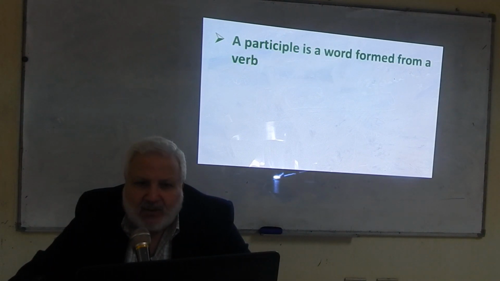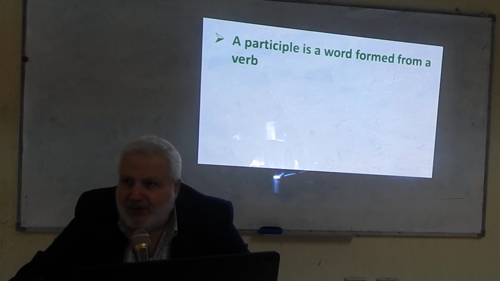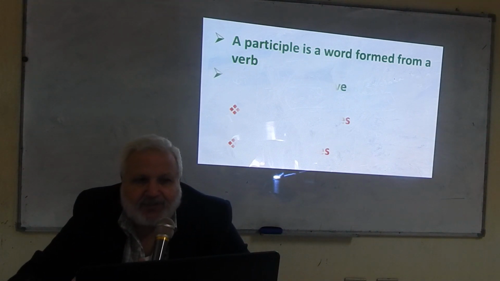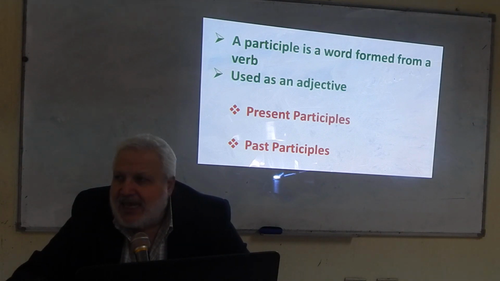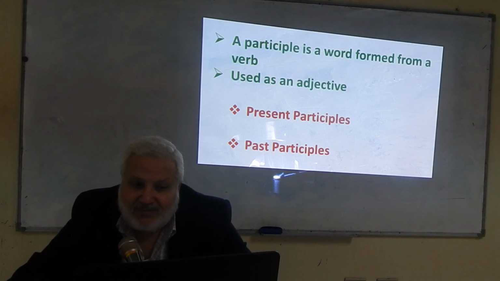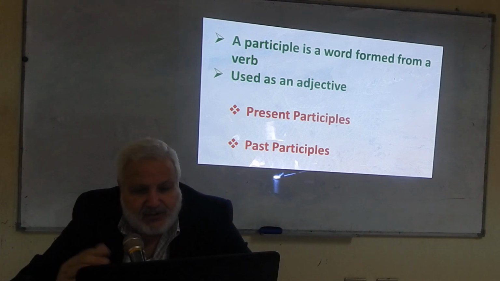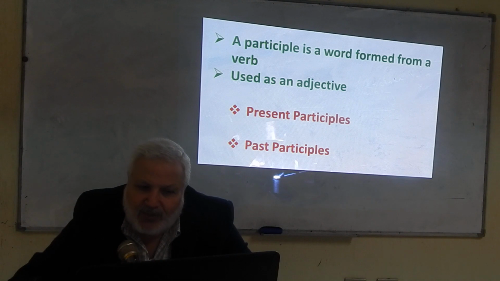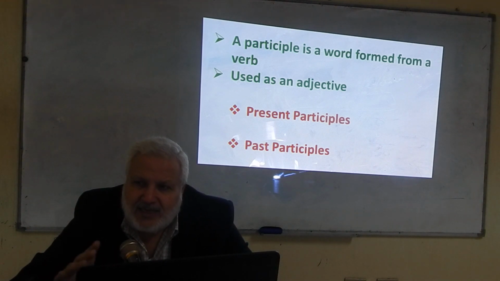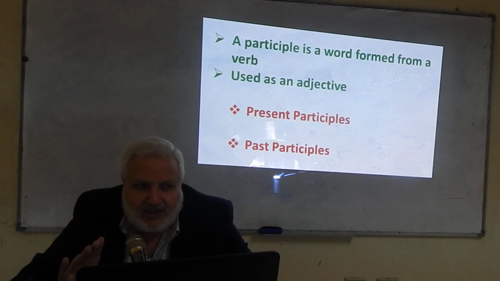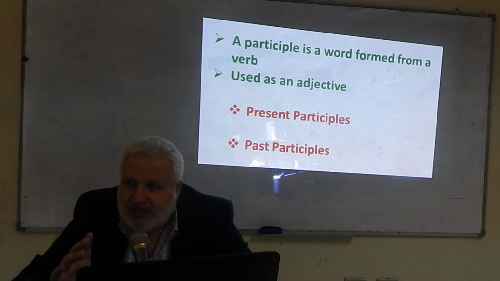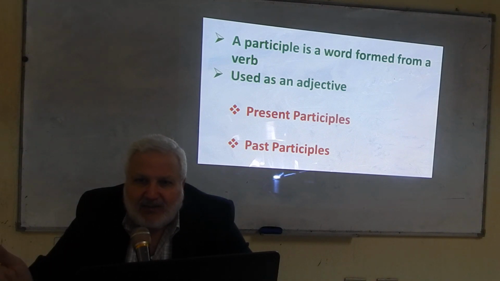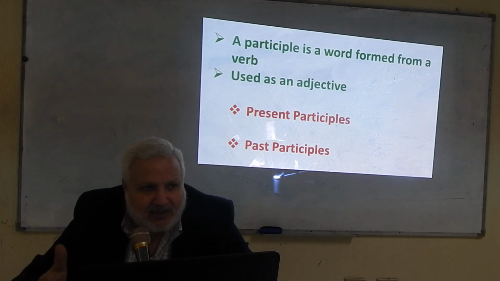A participle is a word formed from a verb, used as an adjective. Either it is present participle or past participle. Present participle is the verb plus ing without auxiliary. Otherwise, with the auxiliary, it will be as a verb and in a particular time.